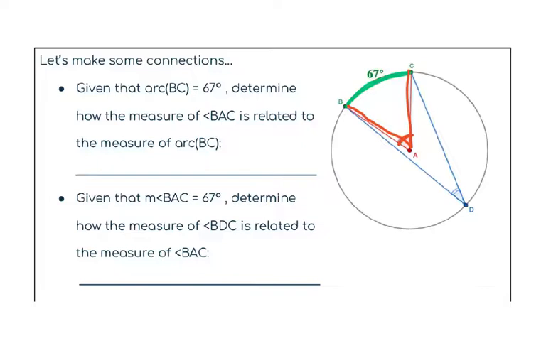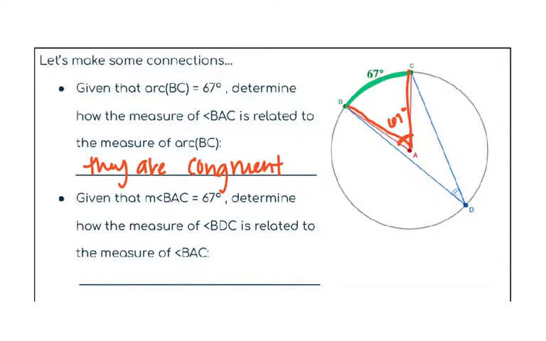Well, if we have the intercepted arc, what is the central angle? What's the measure of the central angle? What's that relationship between them? Okay, and some of you might already be saying that they are congruent. So that means if that intercepted arc is 67 degrees, then the central angle is also going to be 67 degrees.